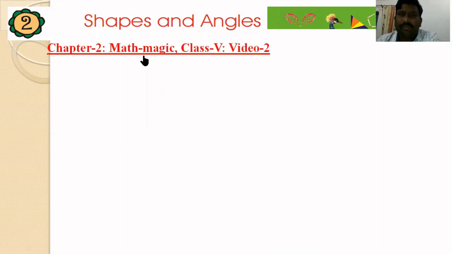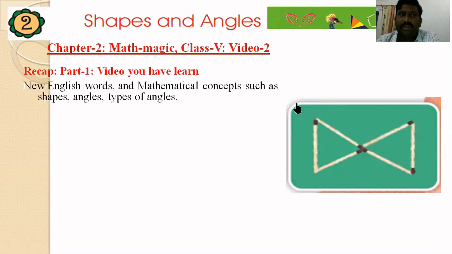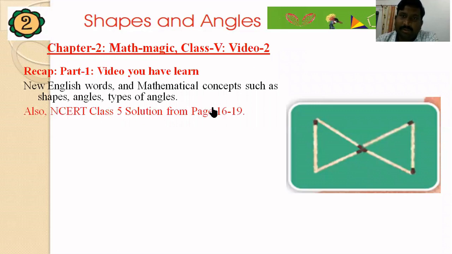Let us start chapter 2, Mathematics, class 5, video 2. This is about shapes and angle. So in video 1, part 1, you have learned new English words and mathematical concepts such as shapes, angle, type of angles. Details of this video you will find linked above, so you can explore video 1 if you have not seen. It also covers NCERT class 5 solution from page number 16 to 19.